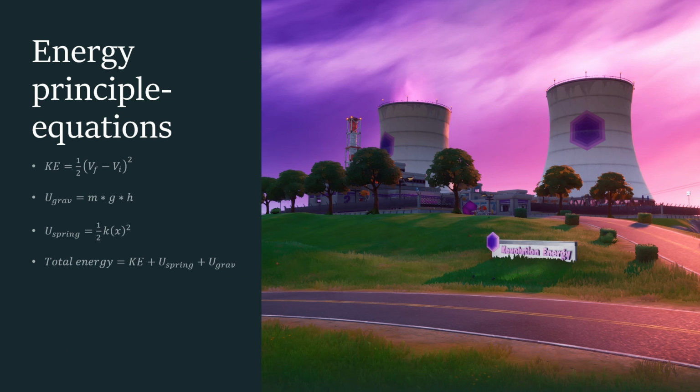Here are the energy principle equations that are going to be used. Kinetic energy is equal to 1/2 m times Vf minus Vi squared. Gravitational potential energy is equal to m times g times h, or height. Our potential spring energy is 1/2 k times x squared, and our total energy is the sum of all three of those.